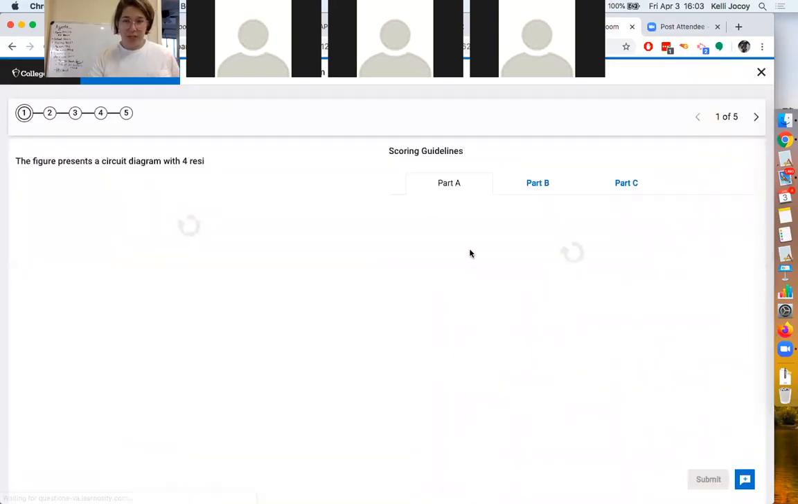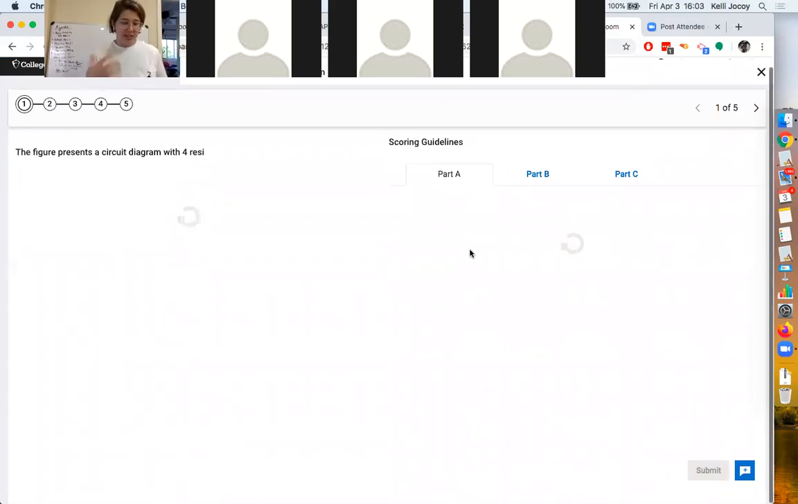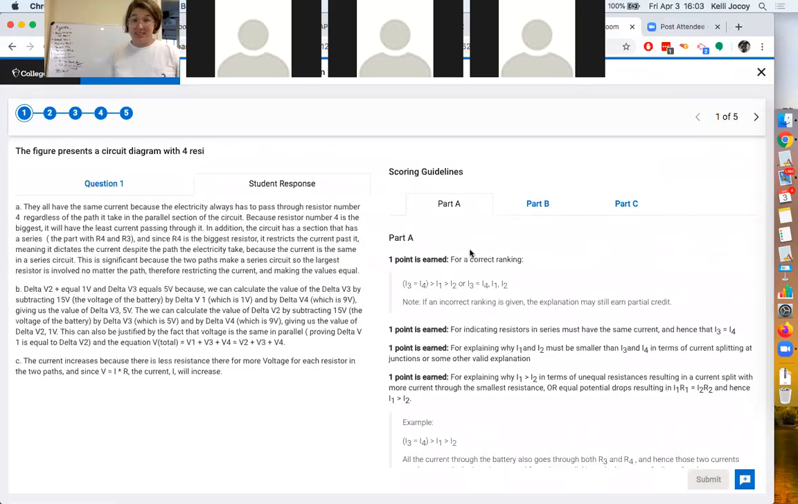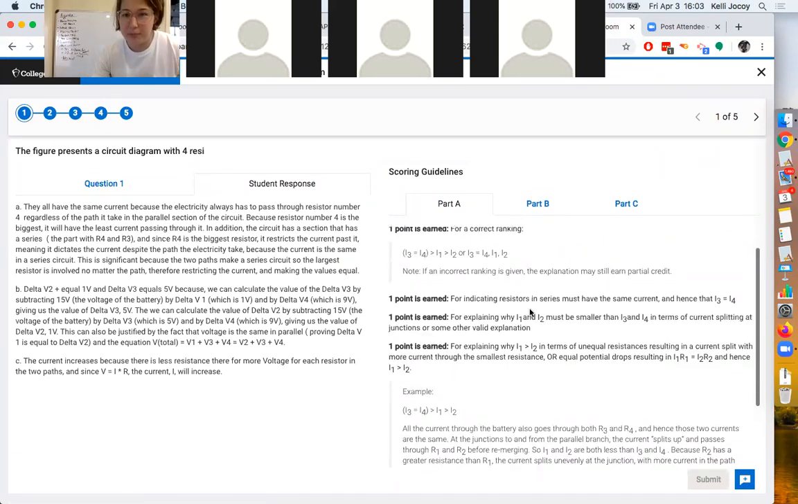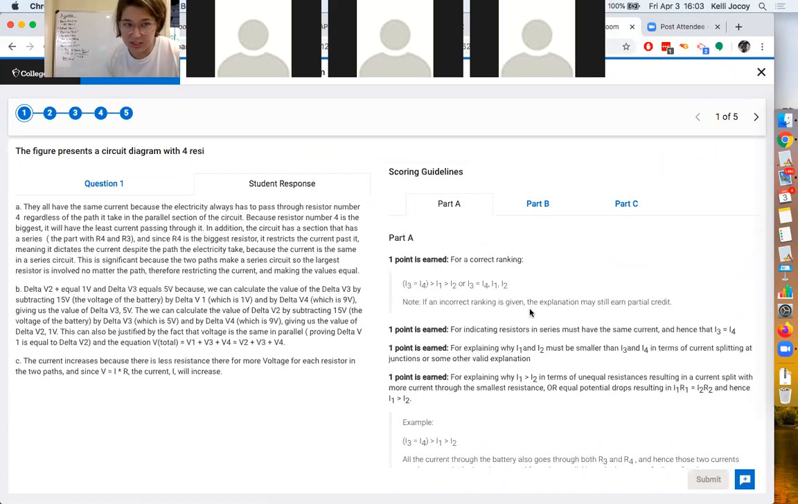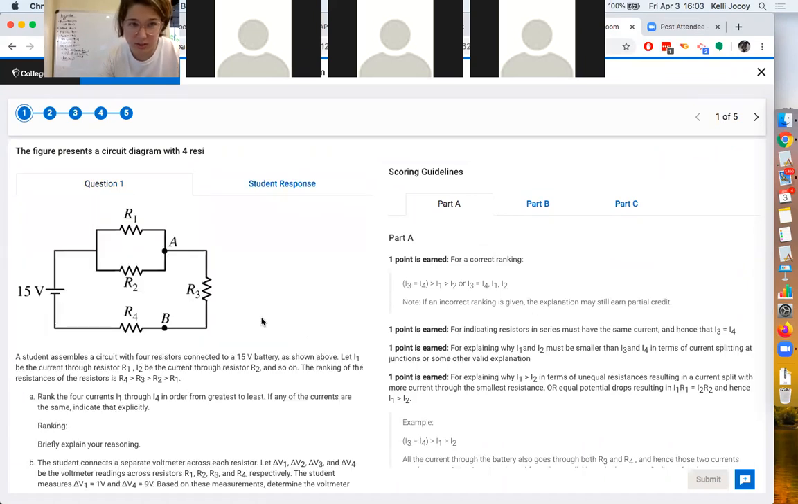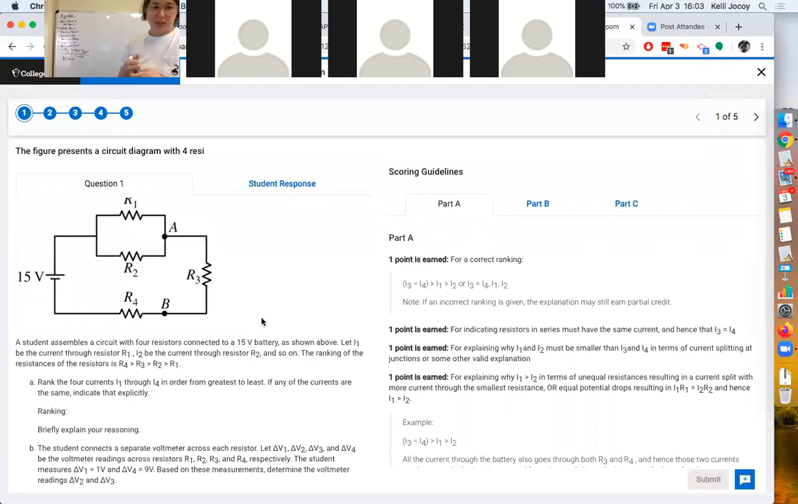All right. So let's look at number one. Number one was a circuit problem. We are going to go over this. Obviously, it's less of a big deal because it's not actually going to be on the test. But so we have this circuit. Let's look at the question.